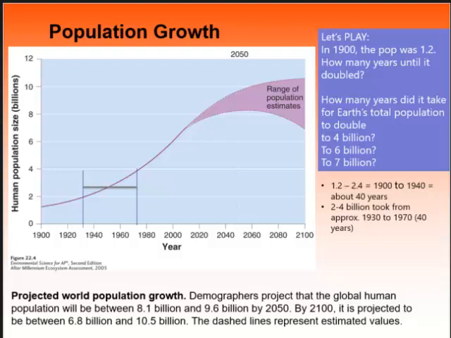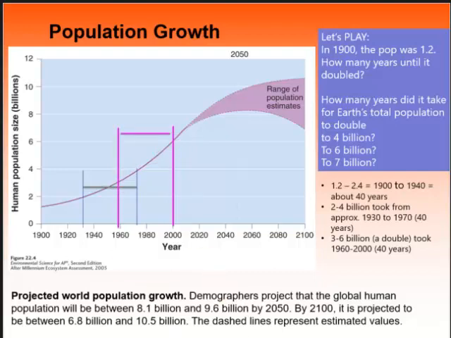Now let's try 6 billion. So for 6 billion, you have to think about what's half of 6 billion, 3 billion. So we had 6 billion here. Half of that is at 3 billion. Whoops, 3 billion was here. And that was from 1960 to 2000, which was about 40 years to double. So this population right here doubled in size within 40 years.